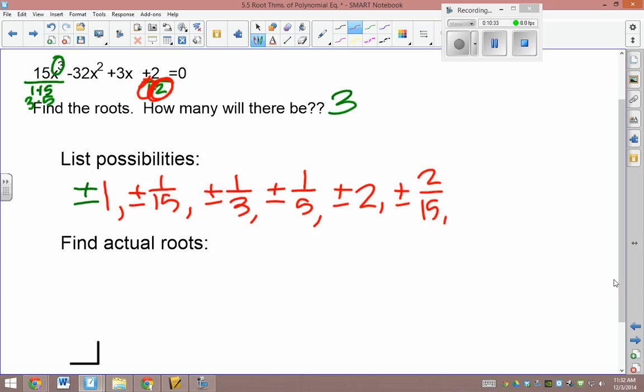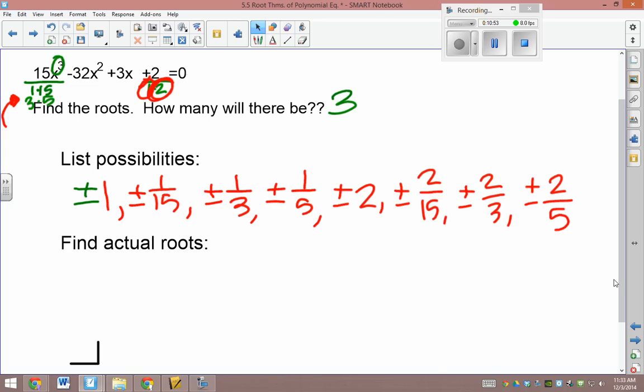2 divided by 3 is next, so 2/3. And 2 divided by 5, so 2/5. So lots more possibilities, and I picked a problem like this on purpose because I wanted to show you how to work with more than one combination of factors here. So you've got to make sure that you have a complete list. All right, so those represent the possibilities. Probably only one of them is actually a root. So from there, we're going to test using synthetic division.